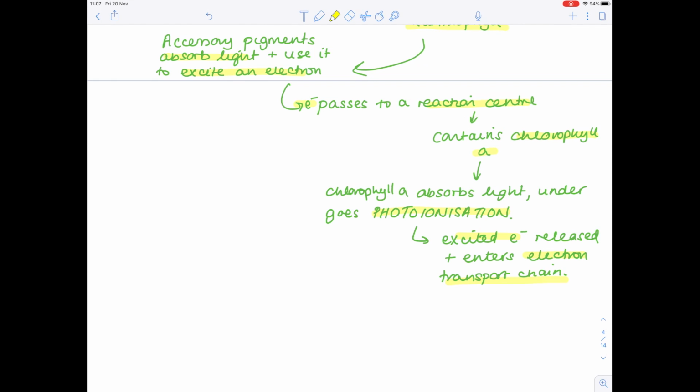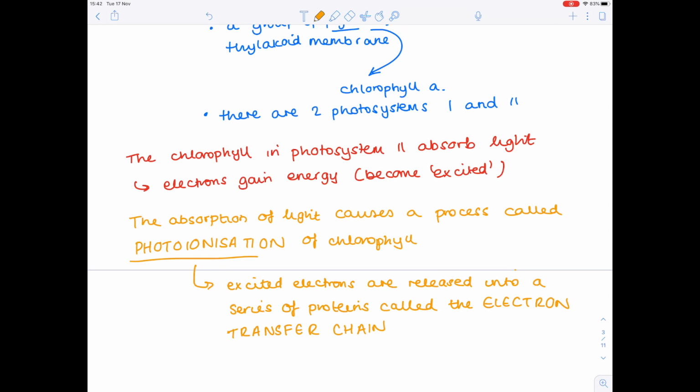Notice that sometimes the electron transport chain may be referred to as the electron transfer chain. It's the same thing. So the excited electrons are released into a series of proteins called the electron transfer chain. And as you'd expect, the electrons pass along the electron transfer chain, losing energy all the time, which is actually transferred to the proteins of the electron transfer chain.